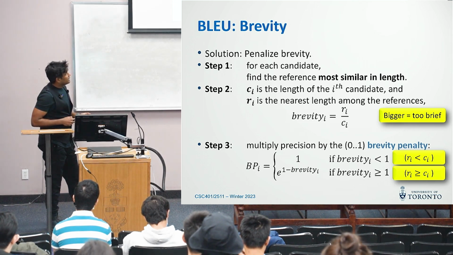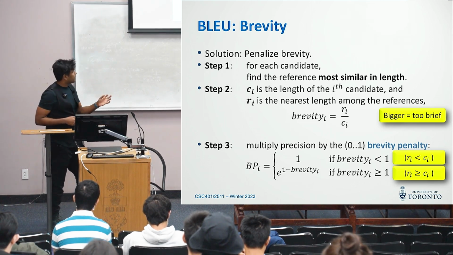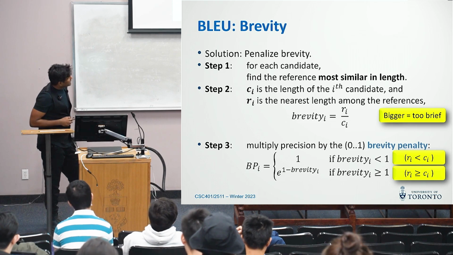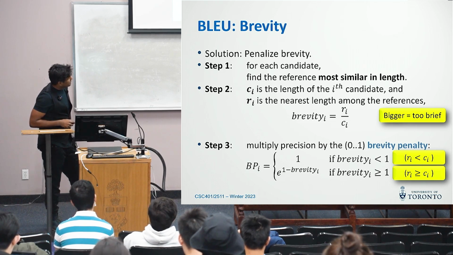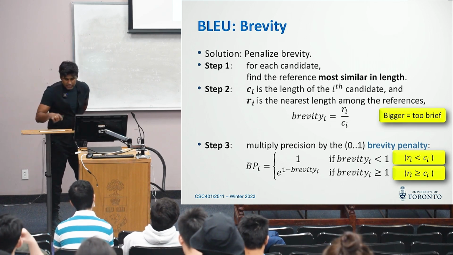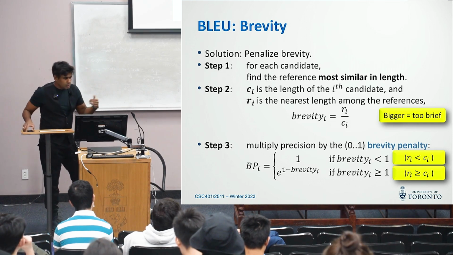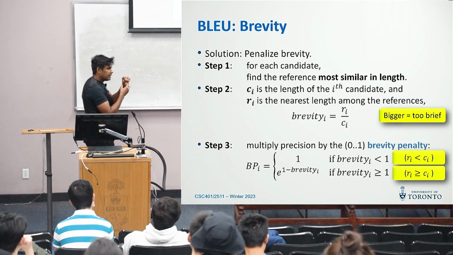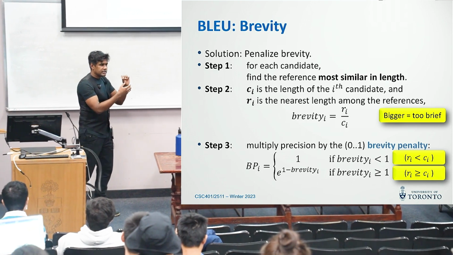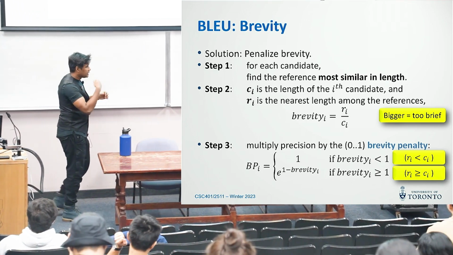So if the candidate is too small, then this value will be large, and then it's too brief, right? And then we apply this brevity penalty based on this equation. This basically says that if the candidate is longer than the reference, then don't penalize. If it's short, then the shorter it is, keep penalizing.